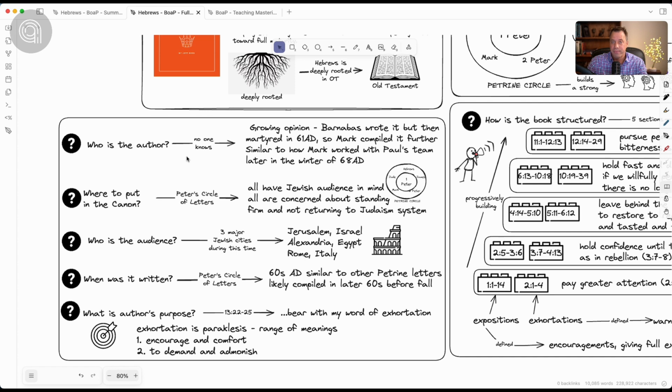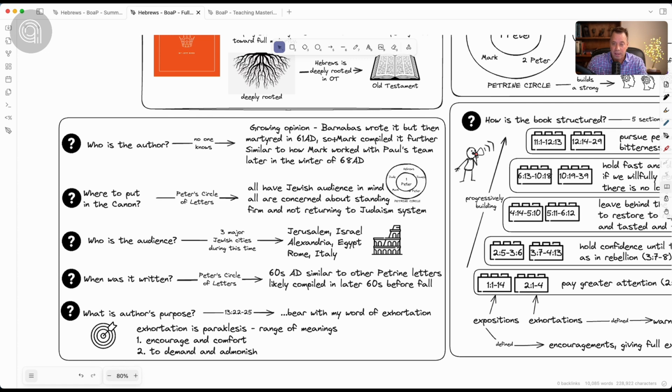Who is the author? No one knows for sure, but there's a growing opinion that Barnabas wrote it, who was martyred in 61 AD, and maybe then John Mark, who wrote the Gospel of Mark and was Peter's co-worker, maybe compiled it further after Barnabas's death, a lot like how Mark worked with Paul after Peter died in the winter of 68, when you see in 2 Timothy, Paul talking about how John Mark was useful to him and to bring his coat and to bring his parchments.